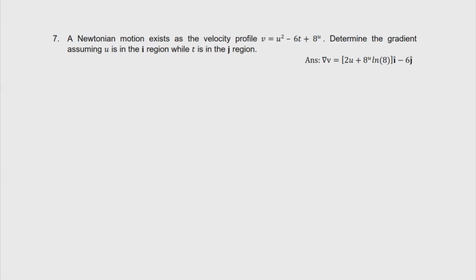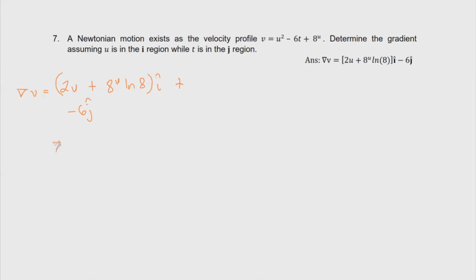So what we have to remember is that u is on the i and t is on the j region. So if you take the nabla operator for u, we have to differentiate v. So we need to differentiate those partially by taking the total differential. So that's nabla of v, that is actually equal to 2u plus 8 to the u and then ln of 8. Okay, and then this is actually the i direction. Okay, and then for our j, we have plus, so that will be negative 6, I think, and that's the only value for j, so that'll be j hat.